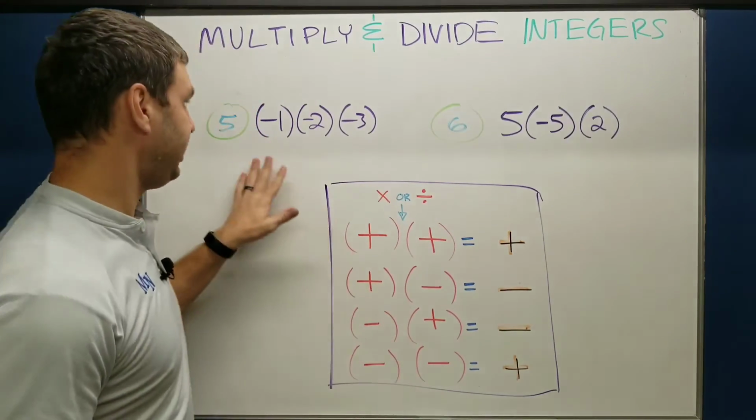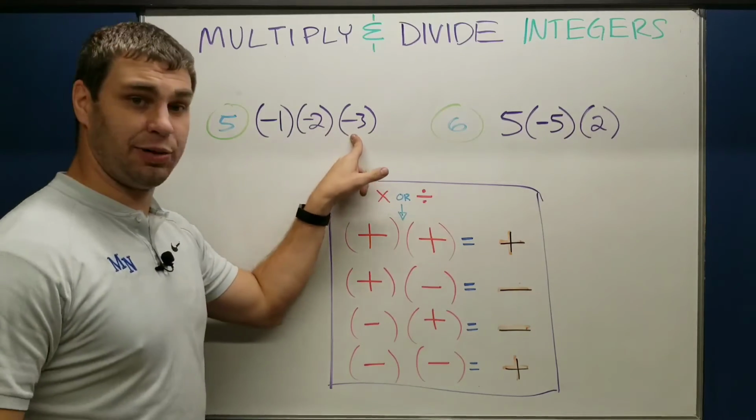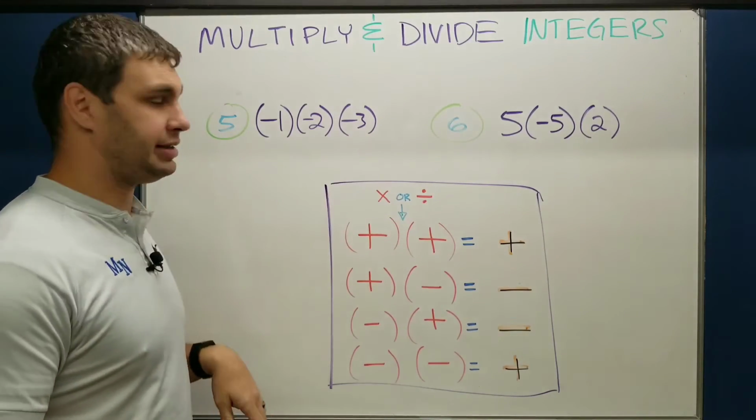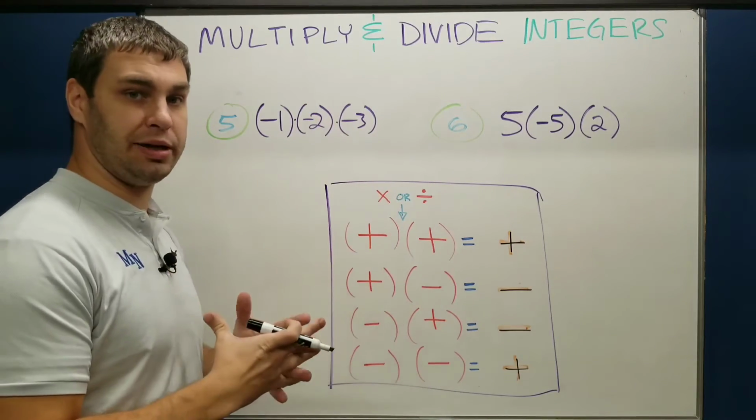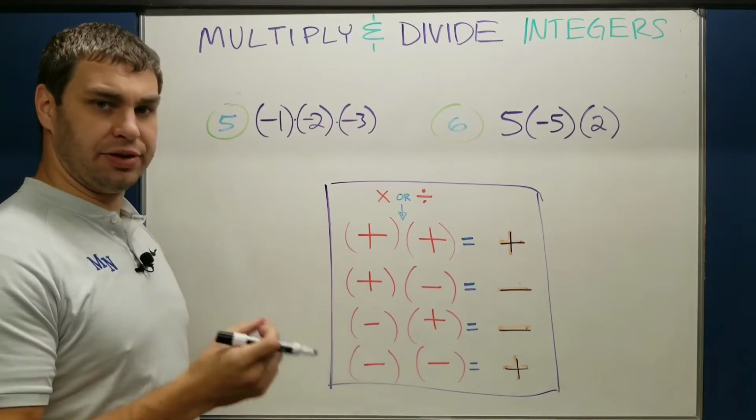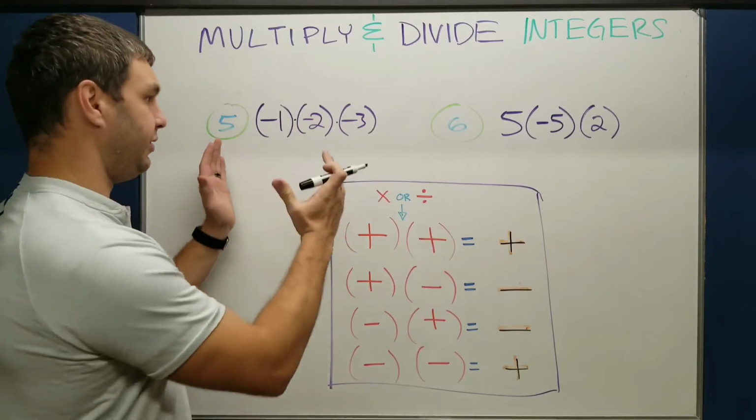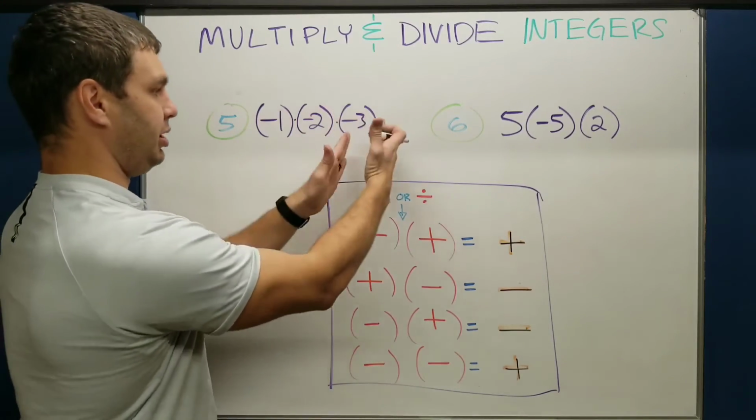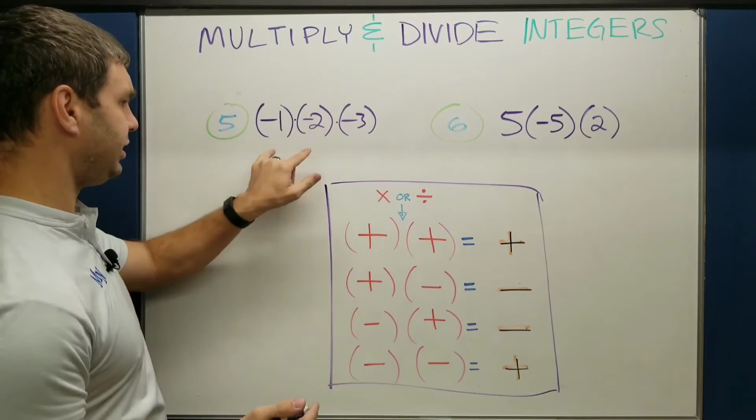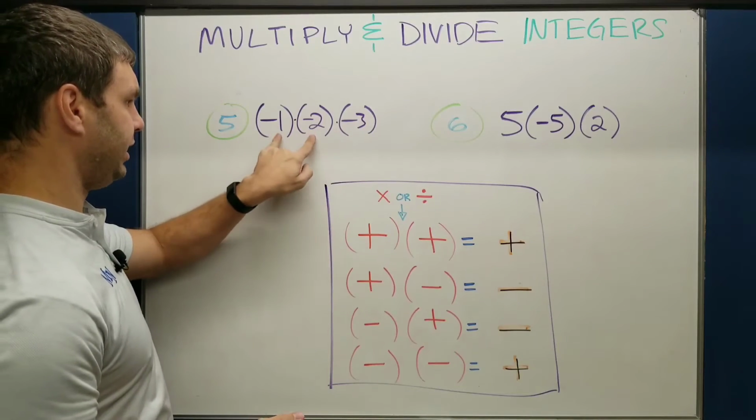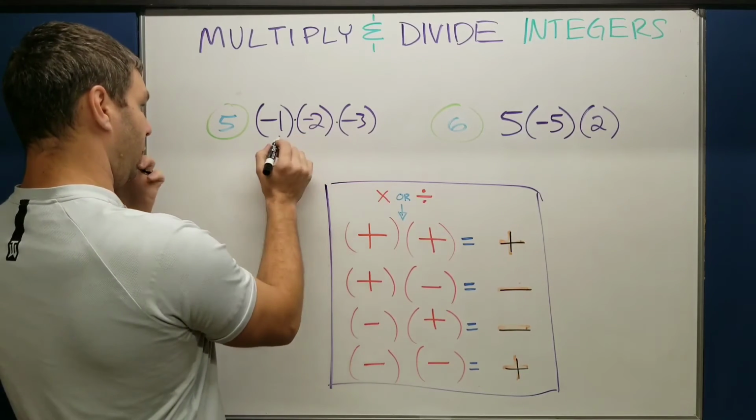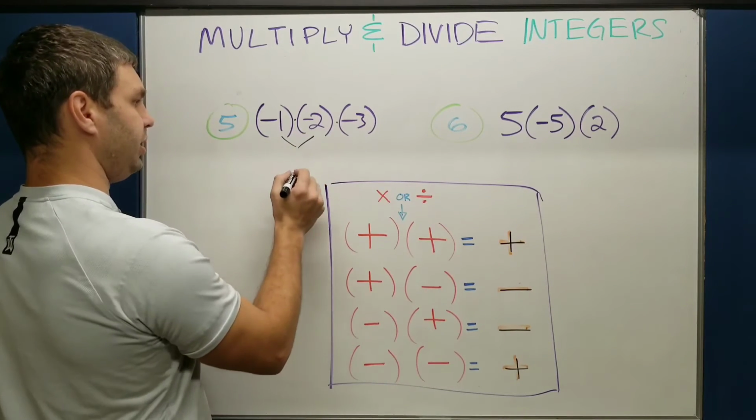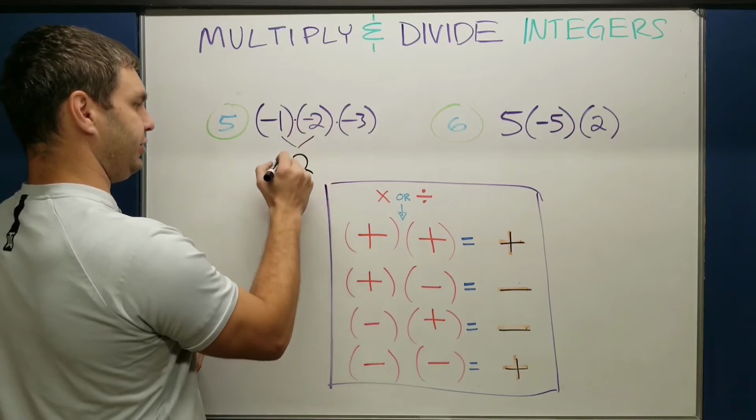All right, number 5 says -1 times -2 times -3. This time there's 3 things that we're multiplying together, all right? Remember when you have 2 parentheses next to each other, that just means multiplication. So my advice to you for this one is just take it kind of these first couple at a time, and then we can multiply it to the next one after that. So if we take this first 2, negative times a negative is going to give us a positive, all right? So 1 times 2 is 2, and again, negative and negative is a positive 2.